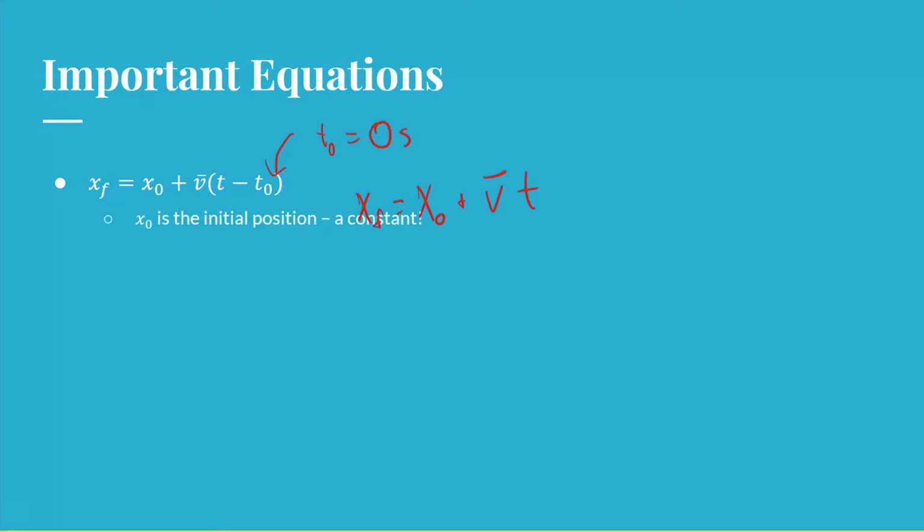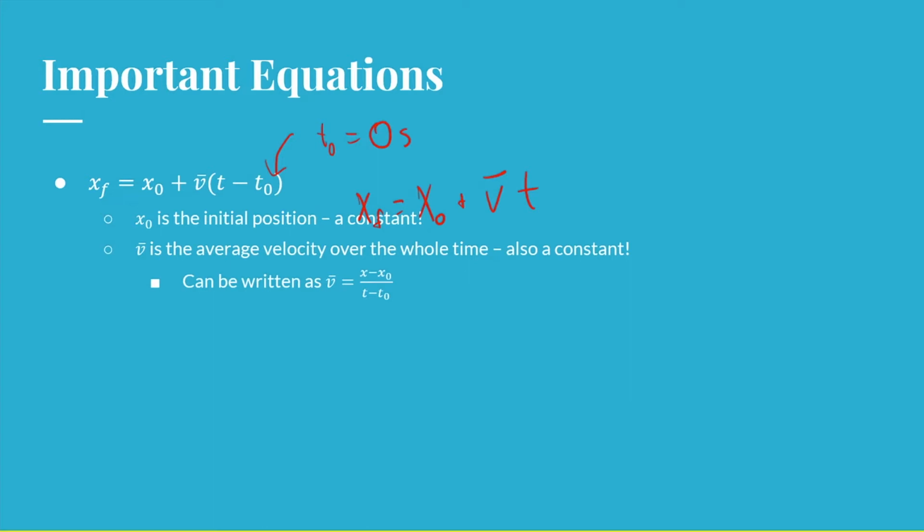There are a bunch of constants in this. X naught is the initial position. That's where it is at t equals 0. The average velocity is the average velocity over the whole time. It's not the instantaneous velocity. It's the average value of that. We can write that average value as this division right here between what the x is now and what the x was, and then what the t is now and what the t was. Okay, that was the first equation.